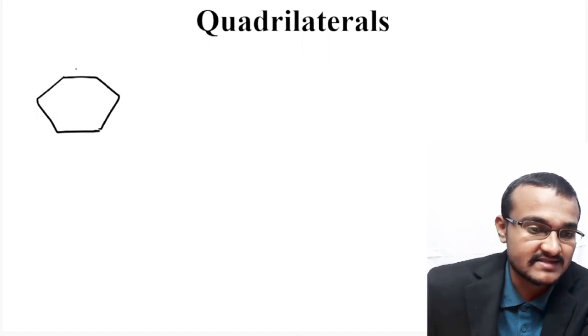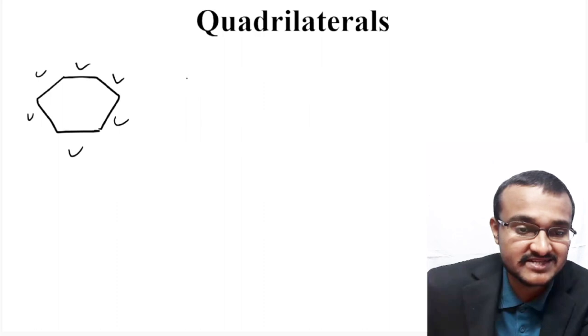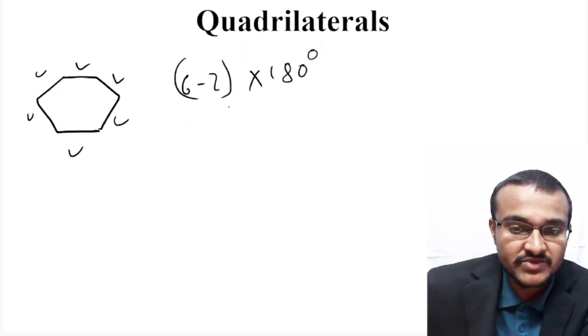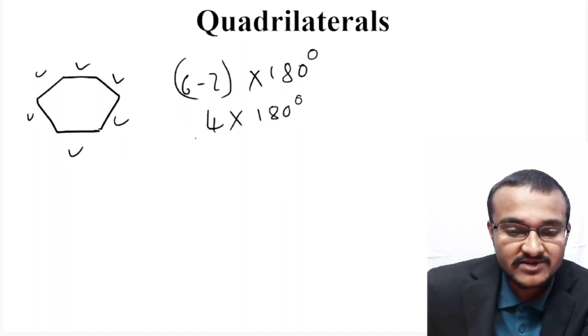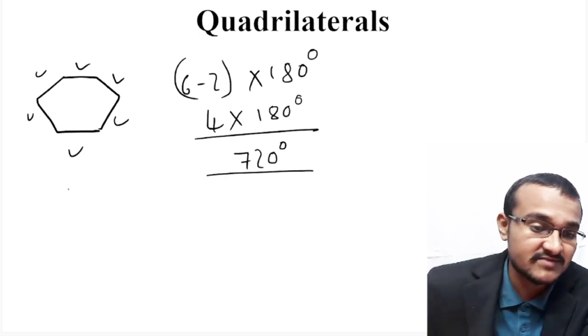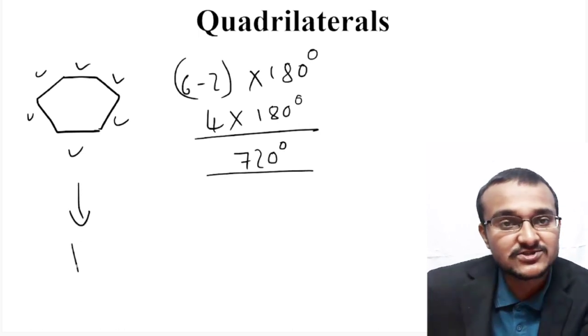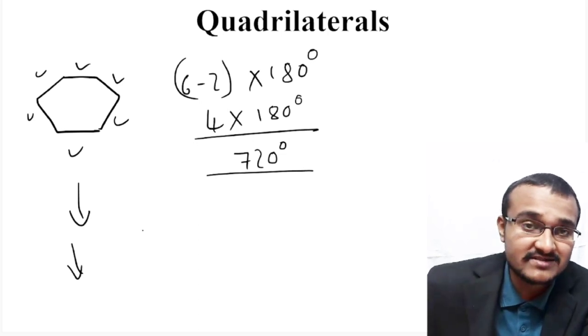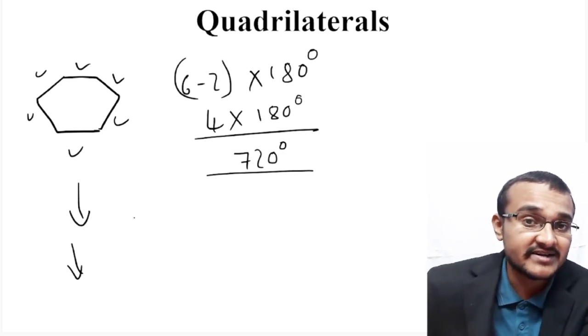If you have a hexagon like this, then 6 sides will be there. So in place of n in the formula, you can substitute 6. It will be (6 minus 2) times 180 degrees. 6 minus 2 is 4, so 4 times 180 degrees, which is 360 twice, so 720 degrees. Similarly, you can solve this for a heptagon, you can solve for an octagon, and you can even solve for a 100-sided polygon.